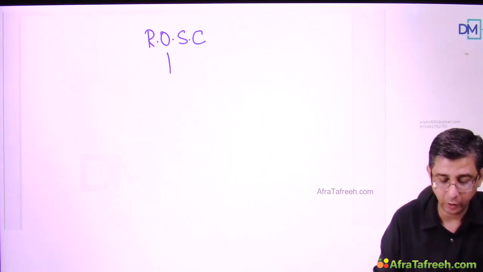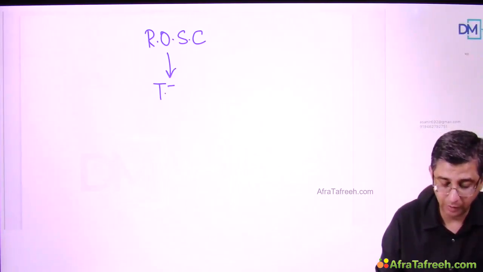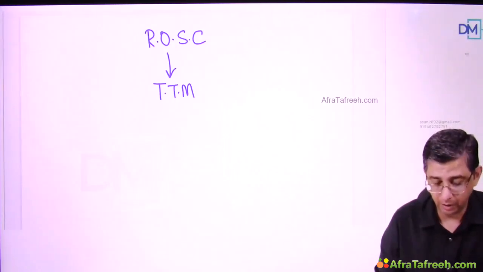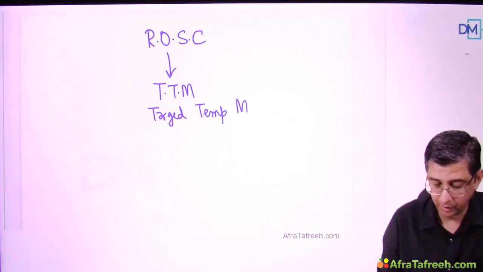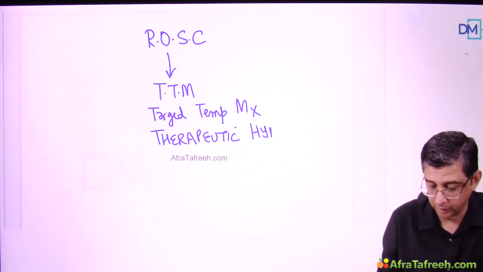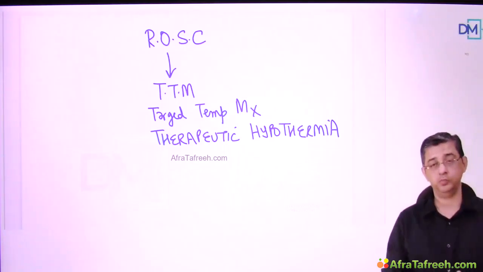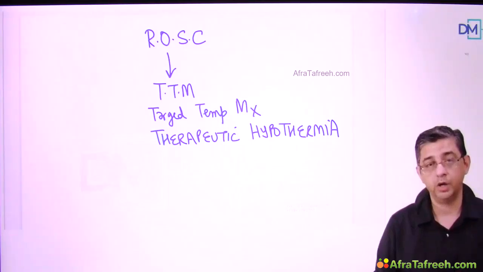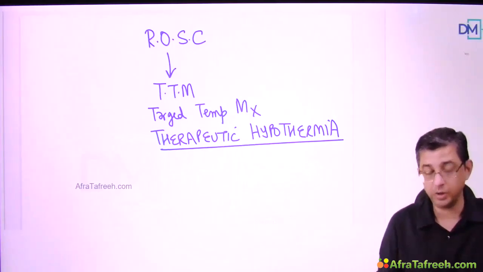ROSC stands for return of spontaneous circulation in the patient. As a last step, you would go in for TTM, that is, targeted temperature management. The objective is to ensure therapeutic hypothermia for the patient. I have explained this even in the management of raised ICP, that therapeutic hypothermia is neuroprotective. I'm adding to that: therapeutic hypothermia is both cardioprotective and neuroprotective. Whatever damage has occurred in this person has already occurred, but what you can do is limit the further progression of the damage by ensuring this therapeutic hypothermia.